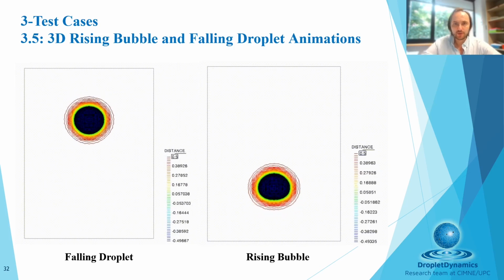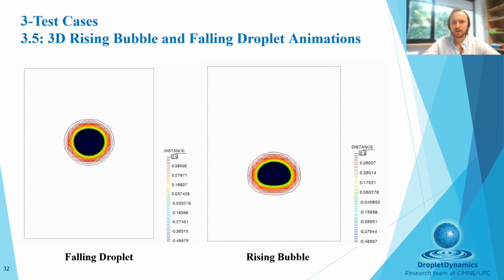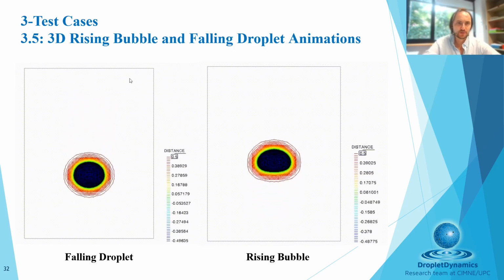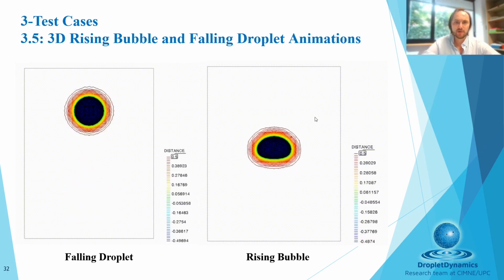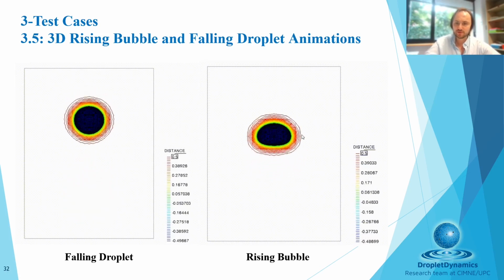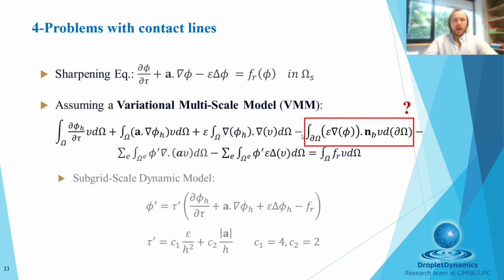Here you can see how the ISO lines are conserved with the droplet falling and rising bubble example. You can see that it's preserved very well. And as you probably remember, the talk was called two-phase approach with contact lines, for multi-phase flows with contact lines.